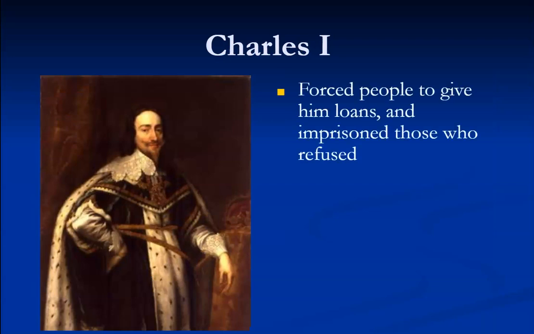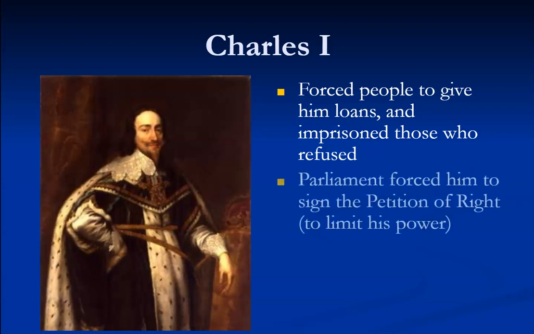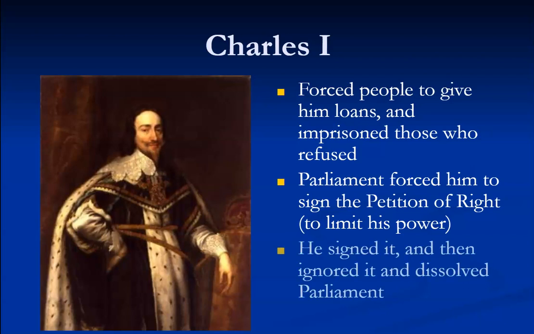Now, Charles I, his son, forced people to give him loans and then imprisoned people who refused. So you're seeing the king beginning to abuse his power again, just much as King John had done so centuries before. So Parliament forced him to sign the Petition of Right to limit his power in order to get some more money. So he signed it and then ignored it and dissolved Parliament, said, "You guys can all go home now."